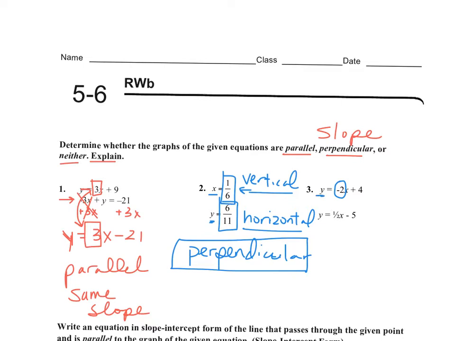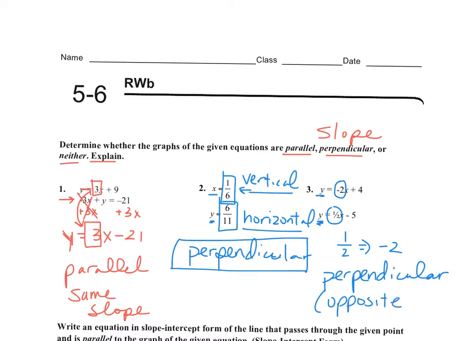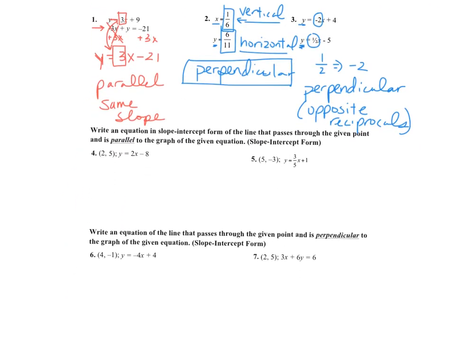And then last one here, you have a slope here of -2. Notice y has been isolated. Y is isolated here, and you have a slope of 1/2. So 1/2 compared to -2, those are opposite reciprocals. So those are going to be perpendicular as well, because perpendicular lines always have slopes that are opposite reciprocals. Sorry, my pen is not working great right now. Okay, so that's those first three.